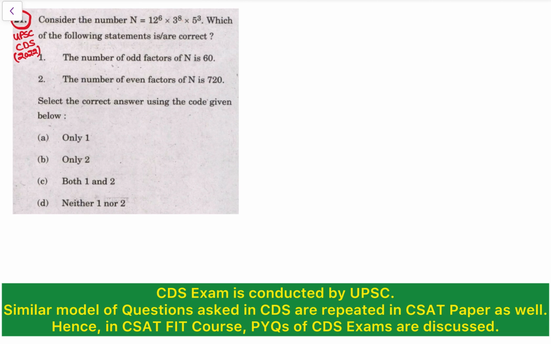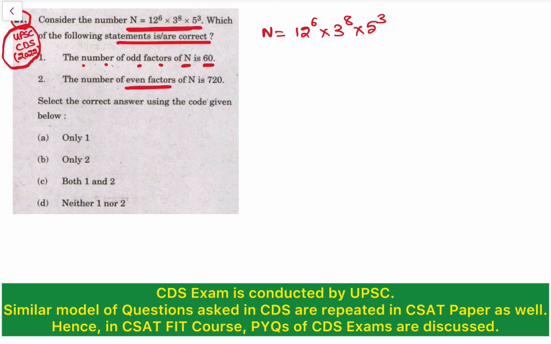So here, the CDS question asked in 2022: a number n is given, that is n is equal to 12 to the power 6 into 3 to the power 8 into 5 to the power 3. Which of the following statements are correct? The number of odd factors of n is equal to 60 and the number of even factors of n is equal to 720. So we need to find out the number of odd factors and even factors.